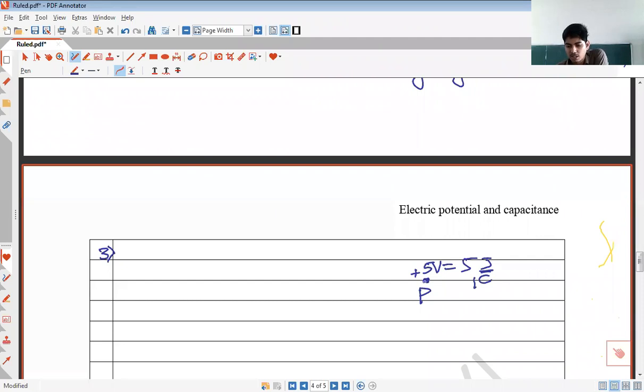When I say potential at point P is 5 volt, it means that you have to do 5 joules of work to move 1 coulomb of charge from infinity to point P. To bring 1 coulomb charge from infinity to point P, you will have to do 5 joules of work. That is the meaning.